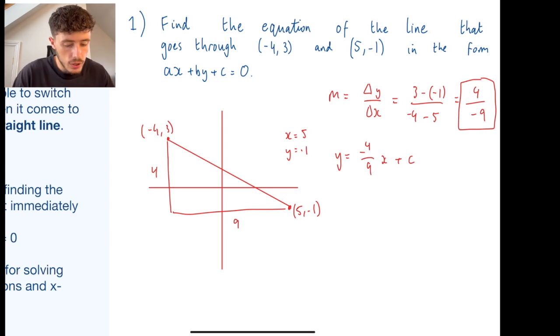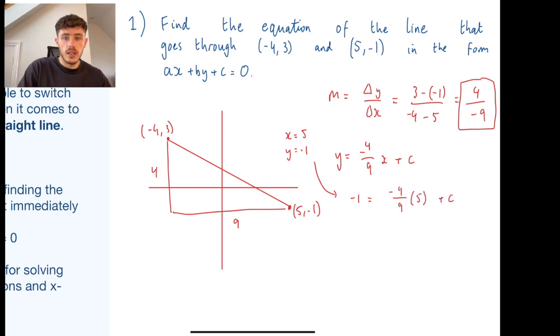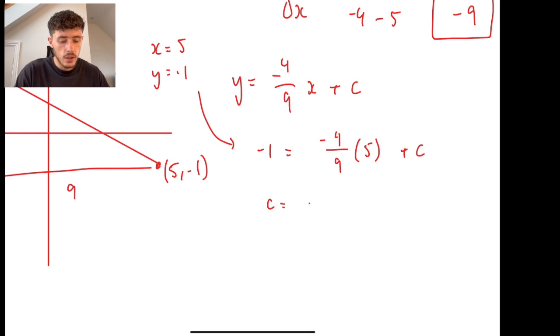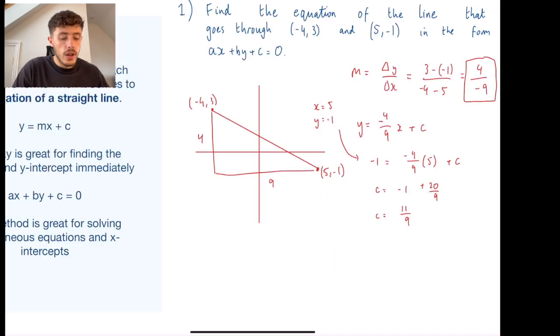So substituting those in, we have -1 equals -4 over 9 multiplied by 5, plus c, so c is going to be -1 plus 20 over 9. And this gives us that c is 11 over 9. So now what we can do is effectively write it out in y equals mx plus c. So we have y equals -4 over 9 x plus 11 over 9.